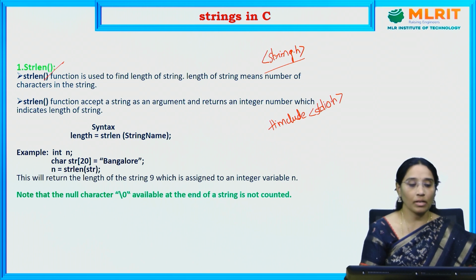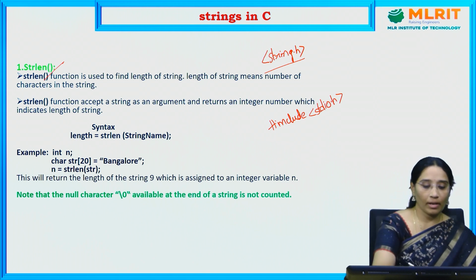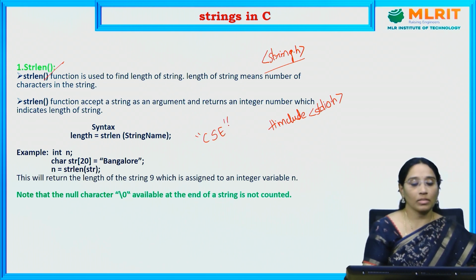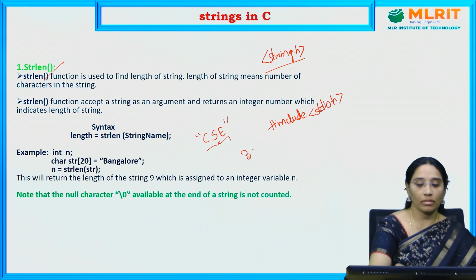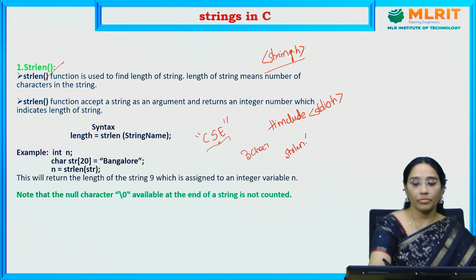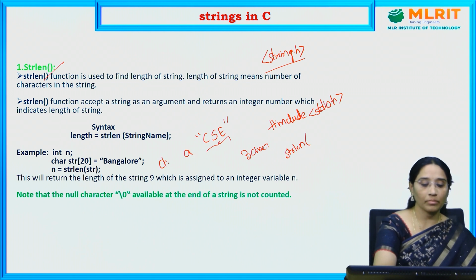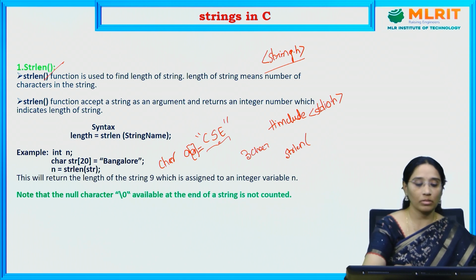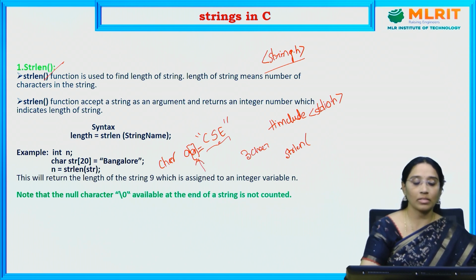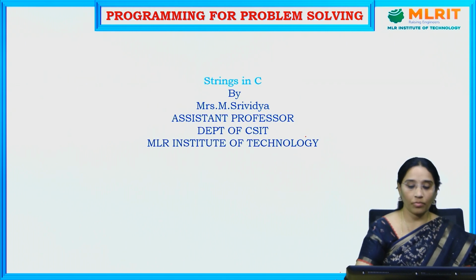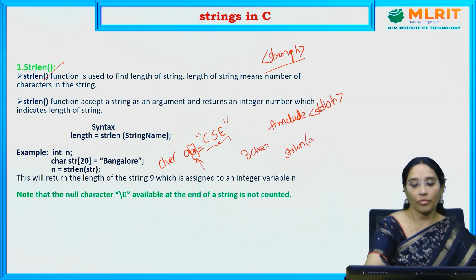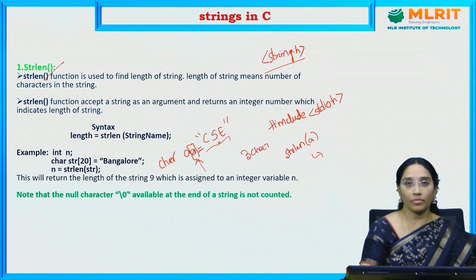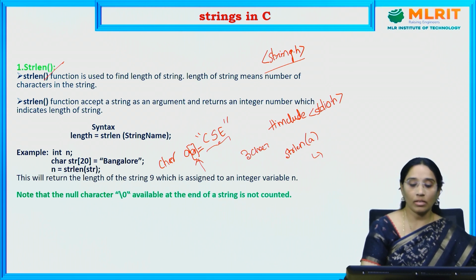Length of a string means the number of characters in the string. Suppose I have a string like CSE, enclosed in double quotes, it is a string. So the length of the string here is 3 characters. How do we find the length of the string? By using the strlen function. Declare a variable char a[20]. You can take whatever size you want, here I have taken the size as 20. strlen(a) gives you the length of the string, which in this case is 3 characters.